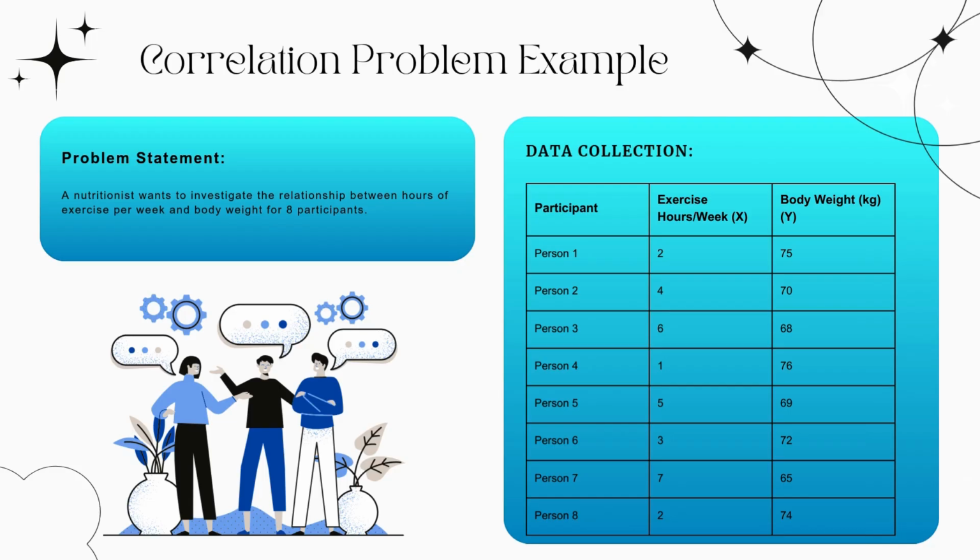Now, let's have a look at the example problem. Imagine a nutritionist curious about the connection between exercise and body weight. They gather data from 8 participants, noting their weekly exercise hours and body weight. Now, let's dive into the data. We have a range of exercise hours from 1 to 7 and a variety of body weights. By analyzing this data, we can uncover a possible relationship between these two variables.